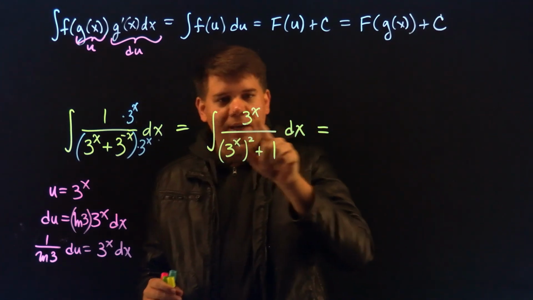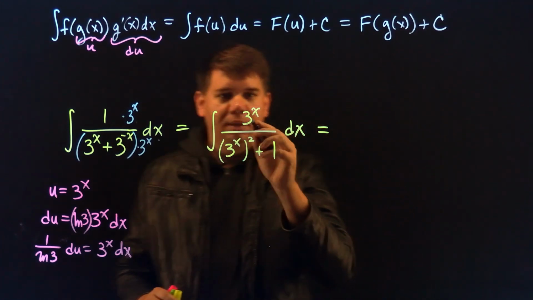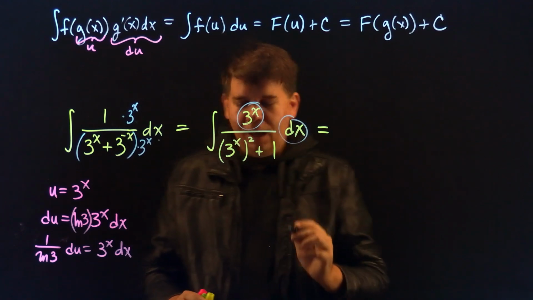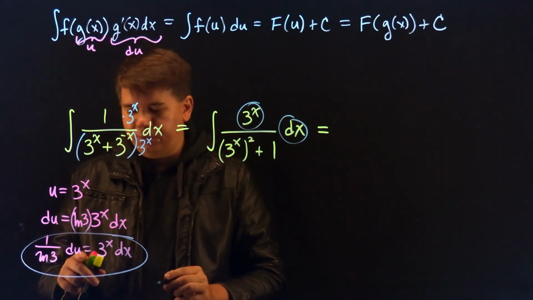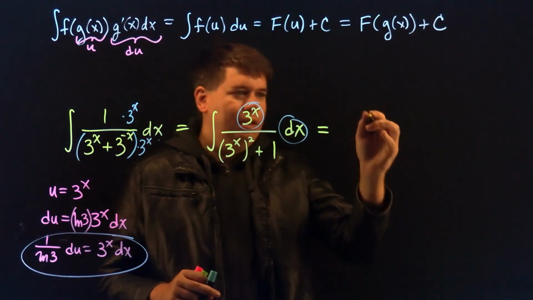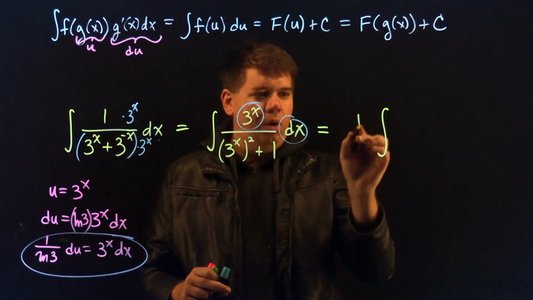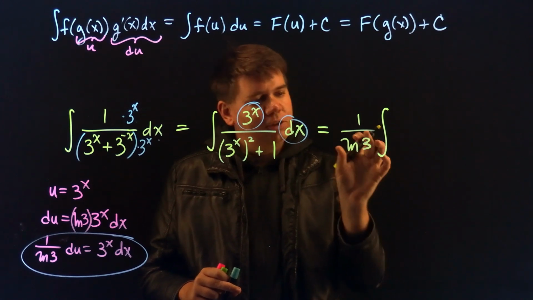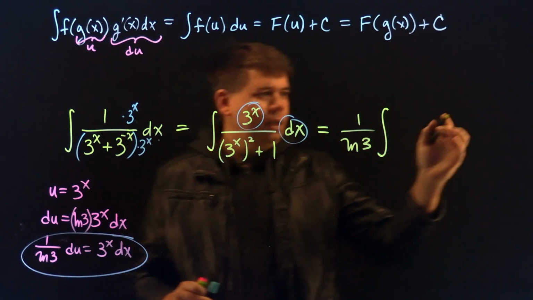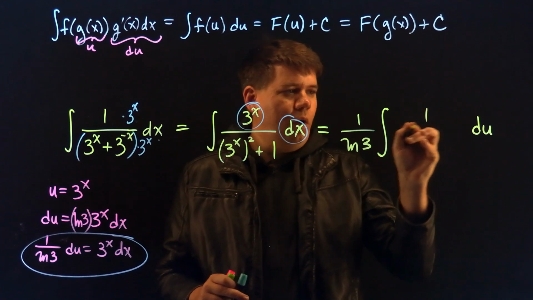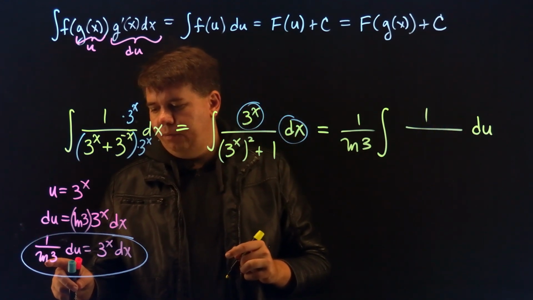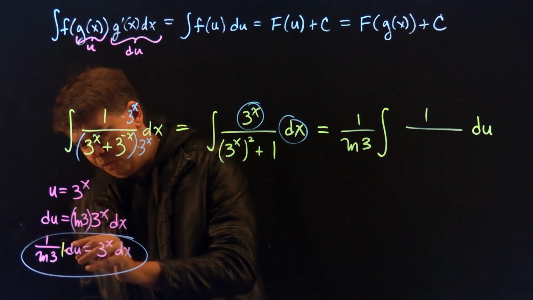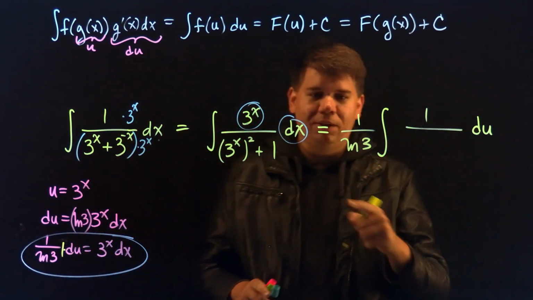Because this 3 to the x dx on top can be replaced by a 1 over ln of 3 du. So I'm going to replace those two with a 1 over ln of 3. That's just a constant, so I'm going to pull it out, and a du. I'll just call it 1 on top now. 1 times du. So 1 over ln of 3 times 1. I have a 1 times du.